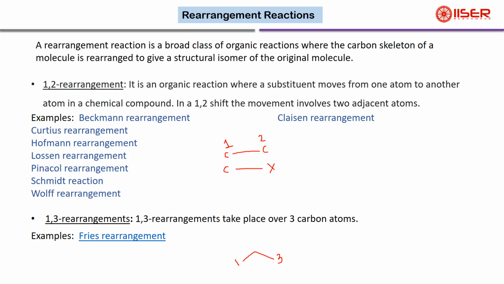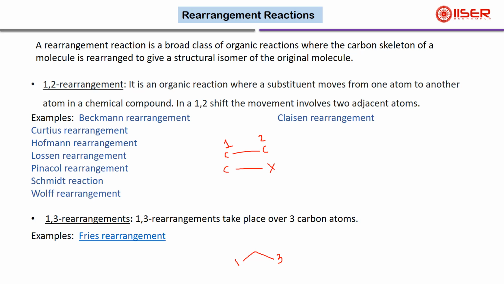So let's start. We are discussing the rearrangement reactions. A rearrangement reaction is a broad class of organic reactions where the carbon skeleton of a molecule is rearranged to give a structural isomer of the original compound. There are different types of rearrangement, like 1,2 rearrangement and 1,3 rearrangement. In the last class, I already discussed the Beckmann rearrangement and pinacol rearrangement.